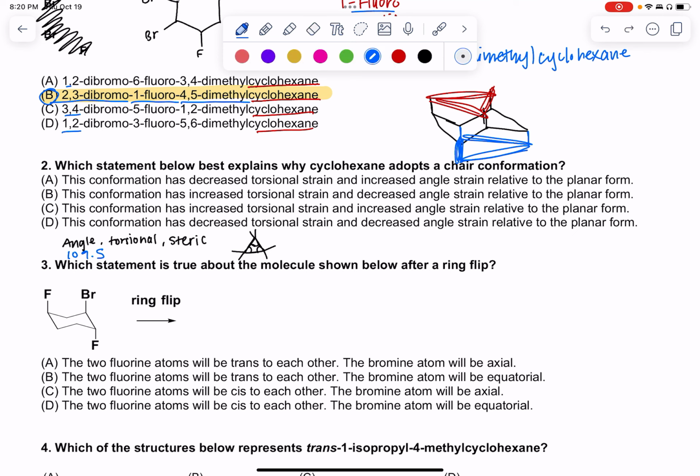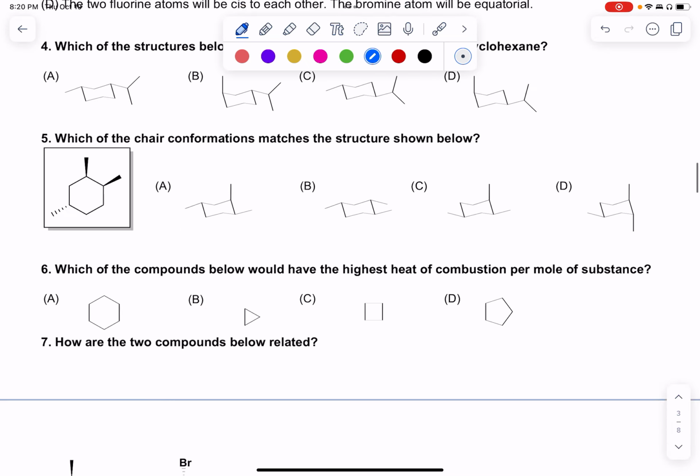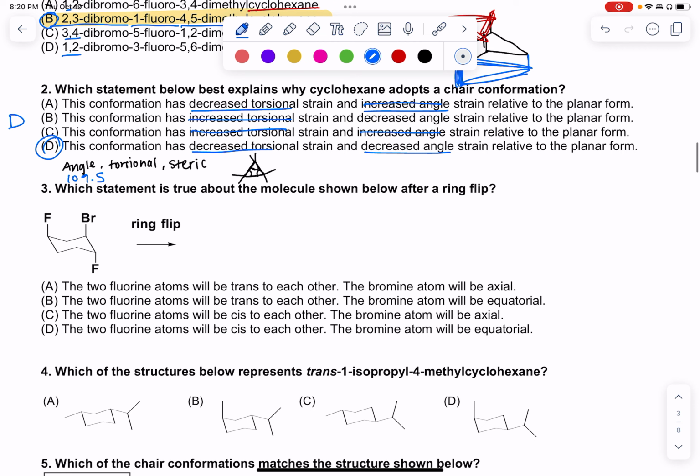So let's find one that has that in it. The conformation has decreased torsional strain and increased angle strain. That can't be right. This one says increased torsional strain, no. Increased torsional strain and increased angle strain, no. And then decreased and decreased. So the answer has to be D. Oops, I don't know why I did that. Okay, so D is the correct answer here.